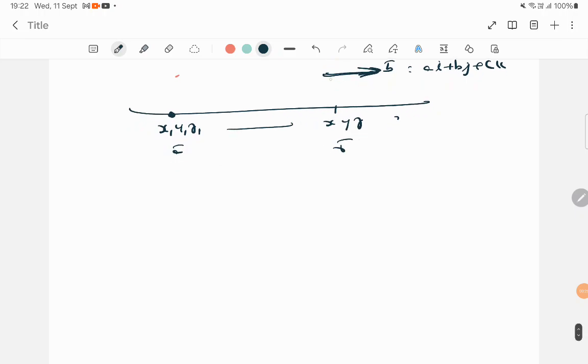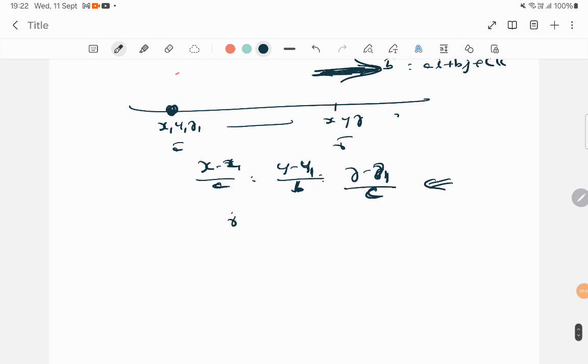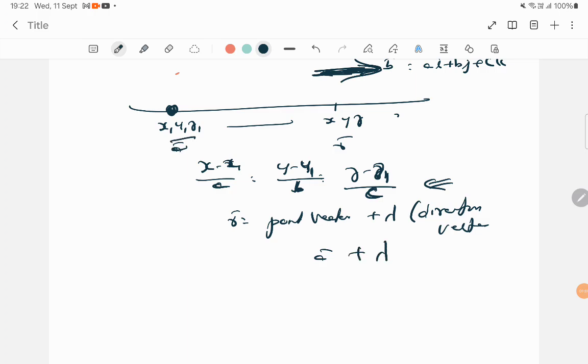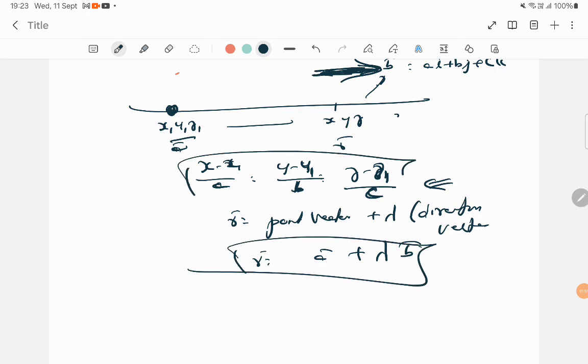You know, this and this are parallel. So it's (x minus x1) by a is equal to (y minus y1) by b is equal to (z minus z1) by c, where x1, y1 and z1 stand for the point, and the denominators a, b, c stand for the direction of the line. This is called the Cartesian format, and the vector format is r vector is equal to point vector plus lambda times direction vector. The point vector is a vector and the direction vector is b vector. So this is the vector format and this is the Cartesian format.